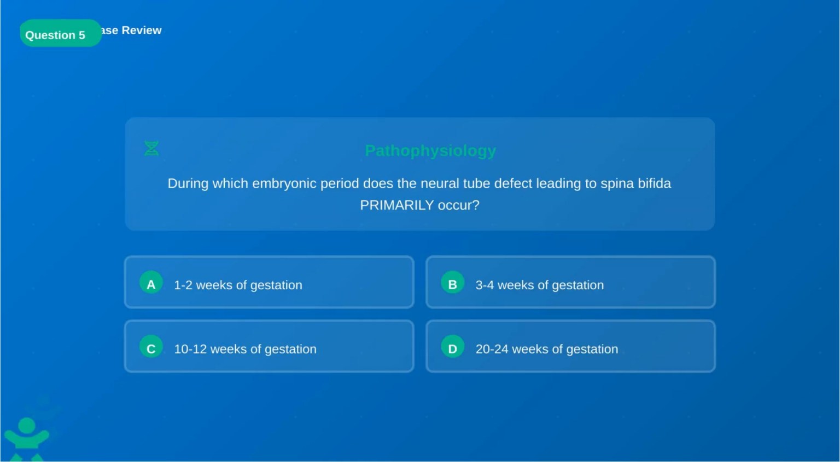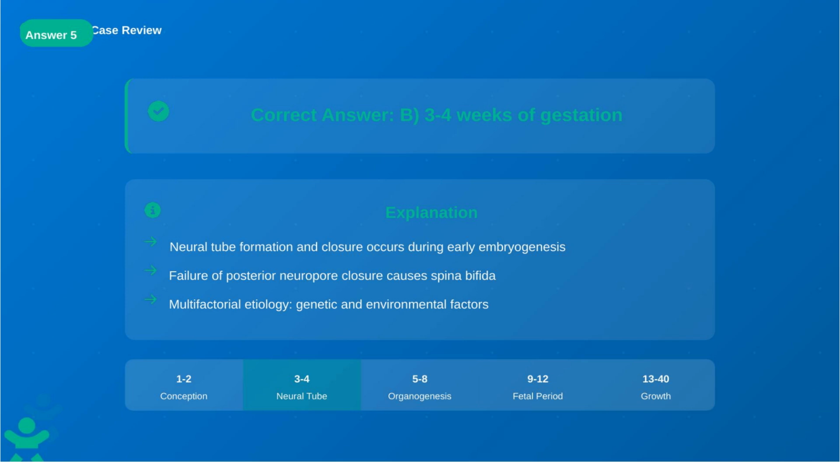Moving on to pathophysiology. During which embryonic period does the neural tube defect leading to spina bifida primarily occur? A. 1 to 2 weeks of gestation. B. 3 to 4 weeks of gestation. C. 10 to 12 weeks of gestation. Or D. 20 to 24 weeks of gestation? The correct answer is B. 3 to 4 weeks of gestation.